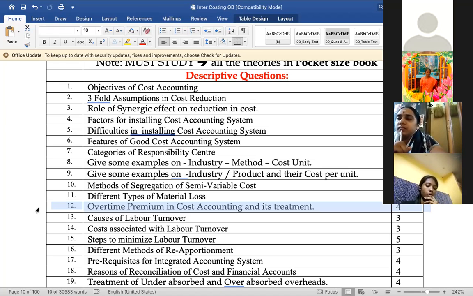Overtime. Further, you have to pay overtime premium. If the overtime is due to shortage of workers, what is the treatment? It forms part of the cost of production. If it is due to the fault of a particular department, it goes to the departmental expense, and that department has to bear it.